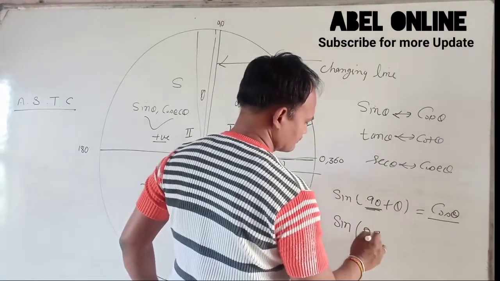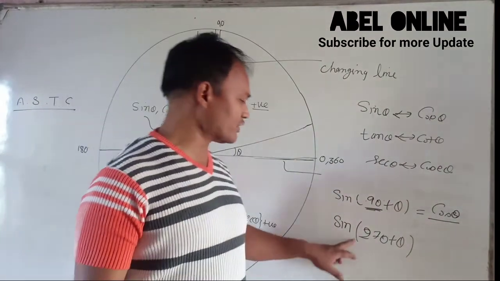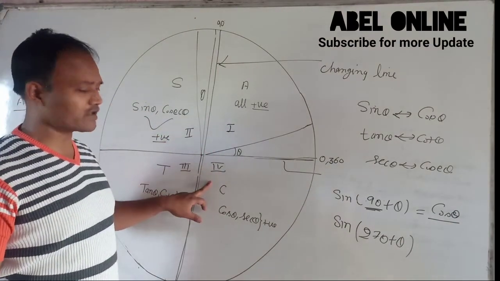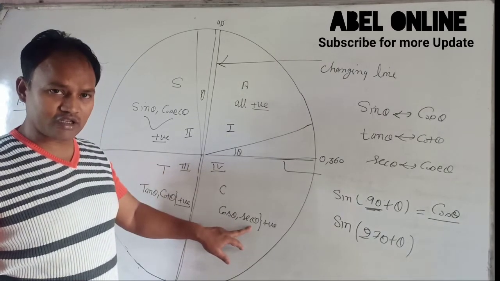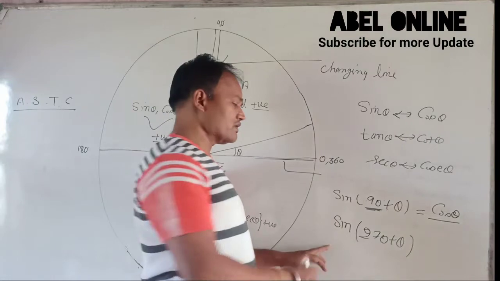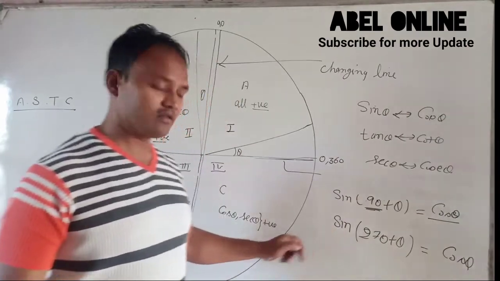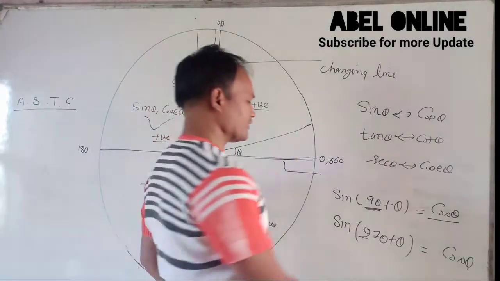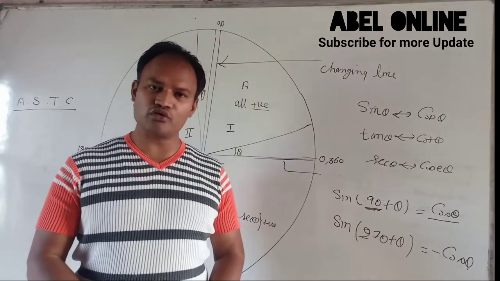Next one, let's take another example, sin 270 plus theta. If I have the example sin 270 plus theta, we can say that 270 plus theta is in the fourth quadrant, and in the fourth quadrant cos and sec are positive, rest all the values are negative. So the sin changes to cos, but because this is in the fourth quadrant, the sign is negative. So we can say that sin 270 plus theta is equal to minus cos theta.